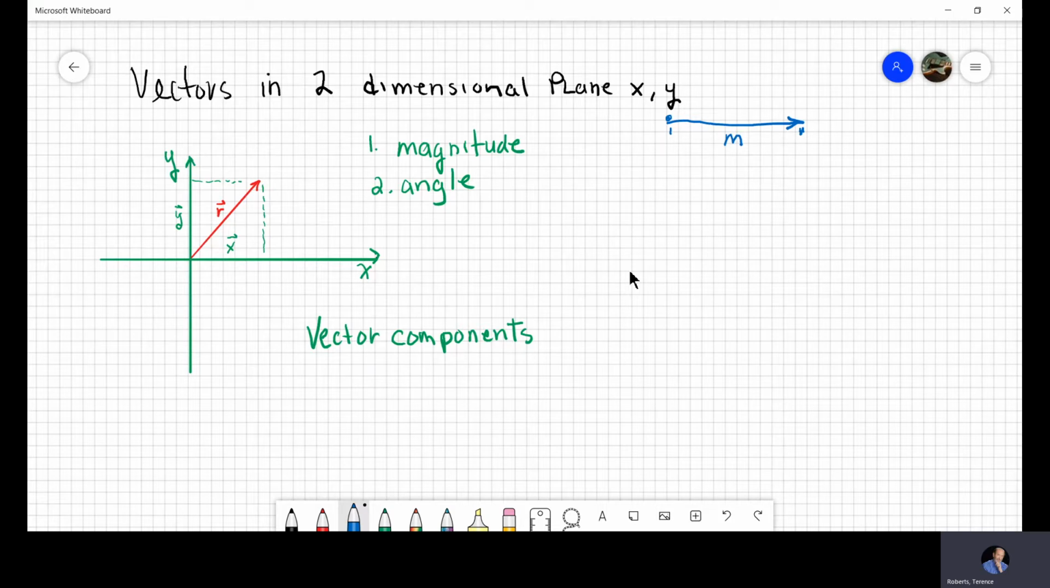So let's take a look at this vector r right here, okay? The vector r has a certain amount of degrees from the positive x-axis that we define it, and we also can define it by its magnitude. Those are basically called polar coordinates, okay? But we can also look at magnitude and angle another way too, and that is by vector components.